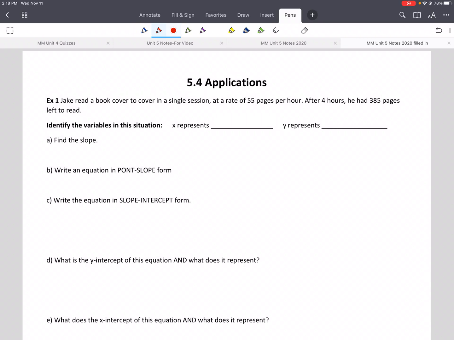Hey everybody, this is 5.4 application. So just like we did for our last lesson on applications, we're going to do the same thing but using point slope. For all these problems, you'll either have the slope and a point that's not the y-intercept, or we'll be given 2 points. For both of those, we're able to write an equation from point slope.